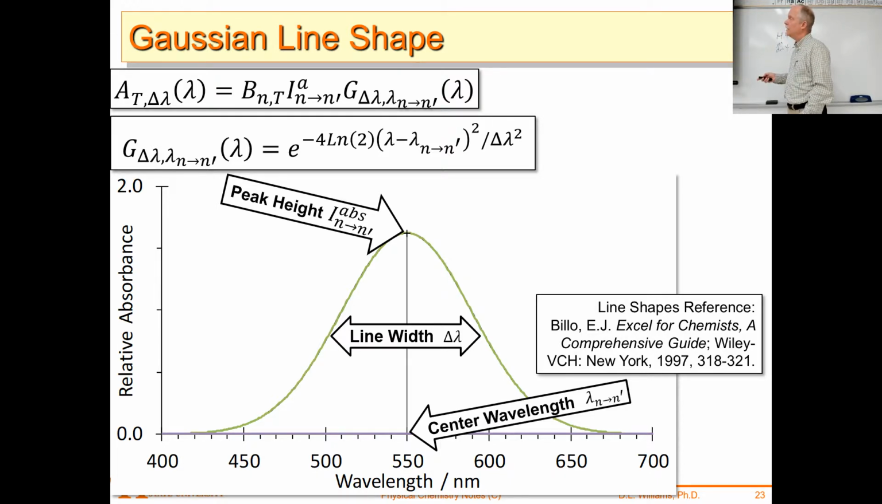Let's look at a different line shape function. First of all, what do you notice about the features of this curve? Notice it's symmetric. That's a very important piece. The Gaussian shape is symmetric, meaning that the very middle of the peak is the center wavelength. The peak maximum is the center wavelength. So you could find the peak maximum, and that's the center wavelength.